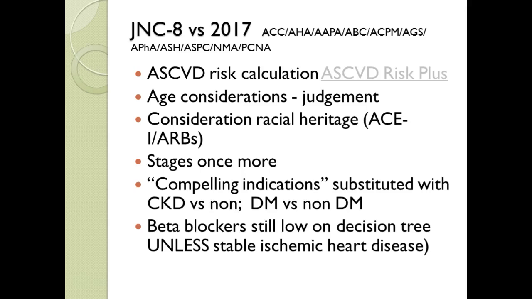So again, just a quick brush over if you are familiar with JNC 8 versus the 17 guidelines. First of all, they do ask us to look at the ASCVD risk calculation. There is an app that you can use for that. We're going to get into that a little bit later. Age considerations are now kind of a judgment call versus in JNC 8, you actually saw that for those over 60, we tolerated a goal of 140 over 80 instead of 130 over 80. And so that goal has changed again back to the 130. We still consider the racial heritage. That is new since JNC 7.